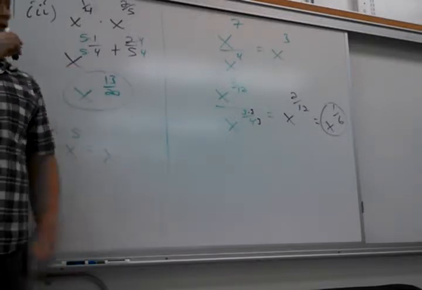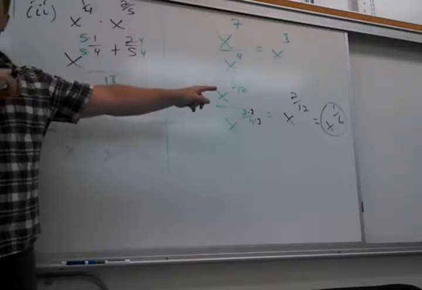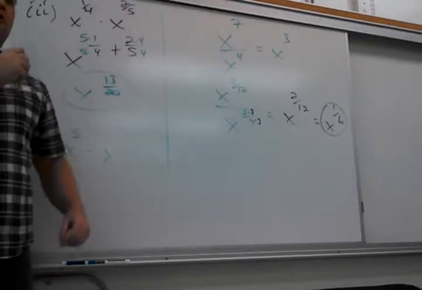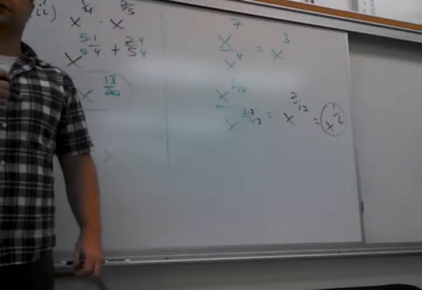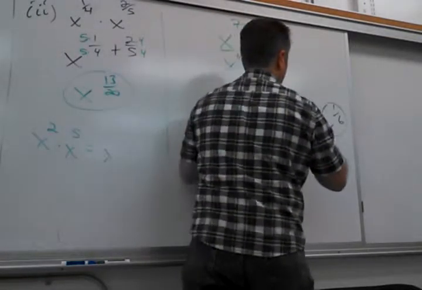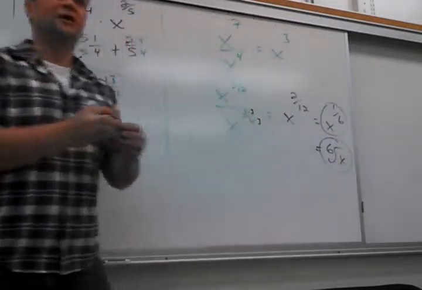But I didn't need to know that. What's another way to say that? X to the 1/6 power. What's a 1/6 power also known as? What's a 1/2 power also known as? Square root. So what's a 1/6 power also known as? 6th root. So you can also write this as the 6th root of x. Yeah, those are the same things.